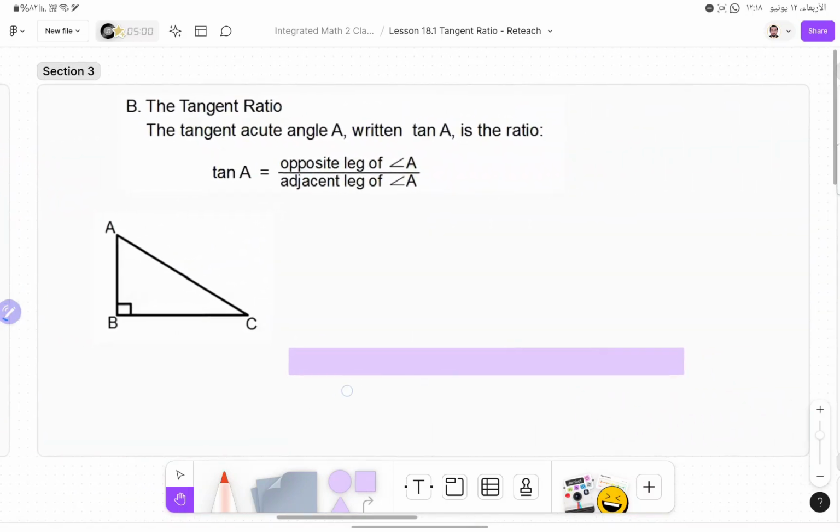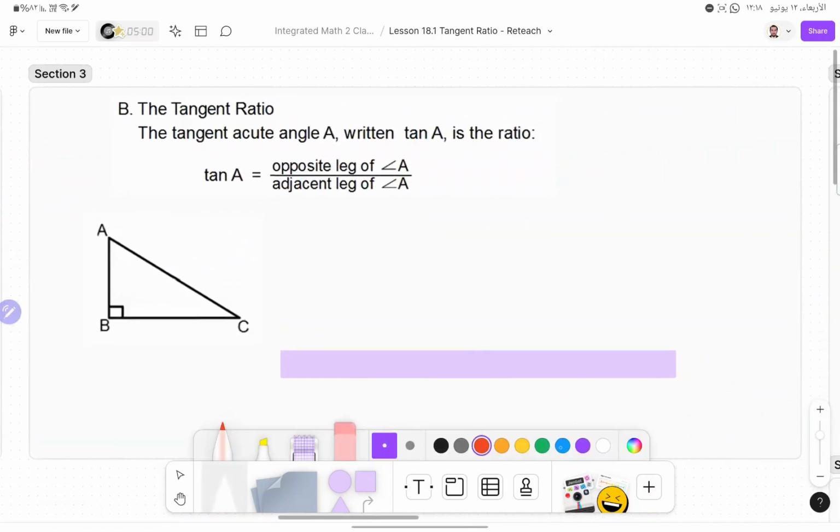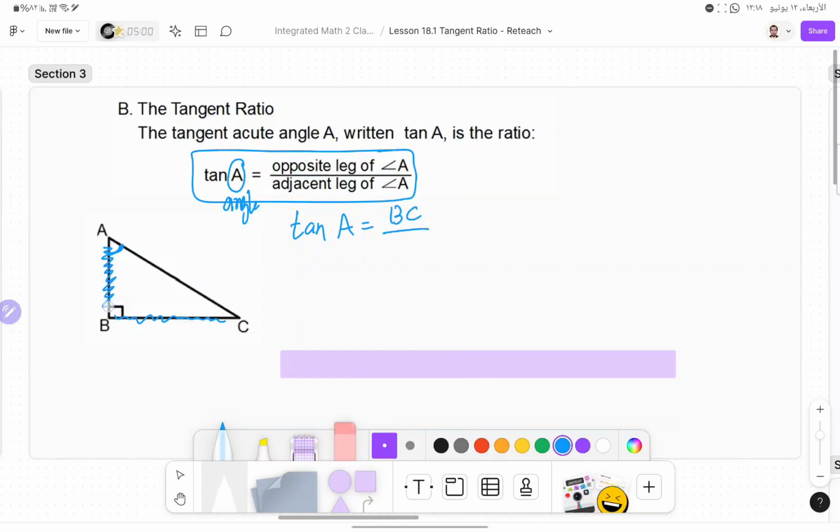If I need to write the tangent ratio, it is written in this form: tan A, where A means angle A. What is the opposite side for tan A? This side here, BC. So tan A is the opposite side, which is BC, over the adjacent side, which is AB.